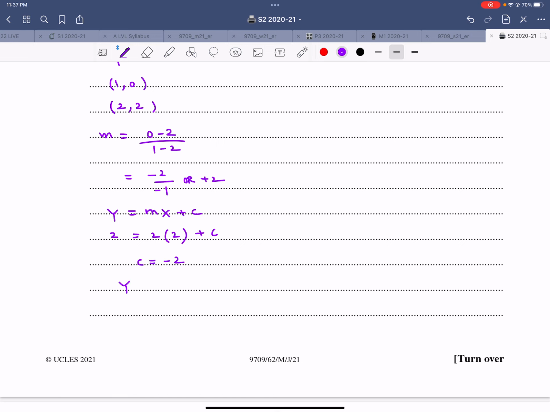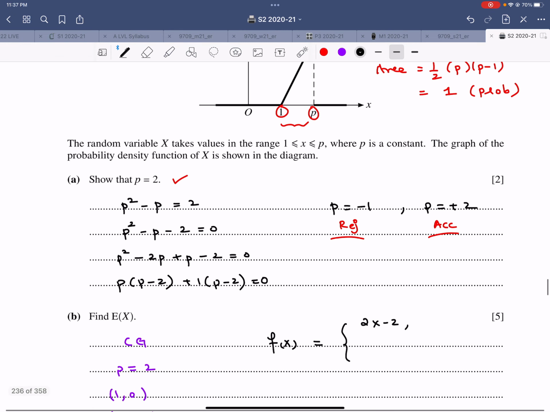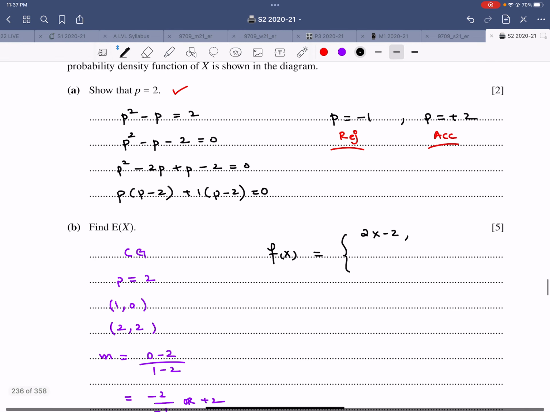That is the function. So now the function, the PDF, if I want to write it in the proper format, is 2x minus 2, and it exists between the limits 1 and 2. So x lies between 1 and 2, or 0 otherwise. The function does not exist elsewhere.